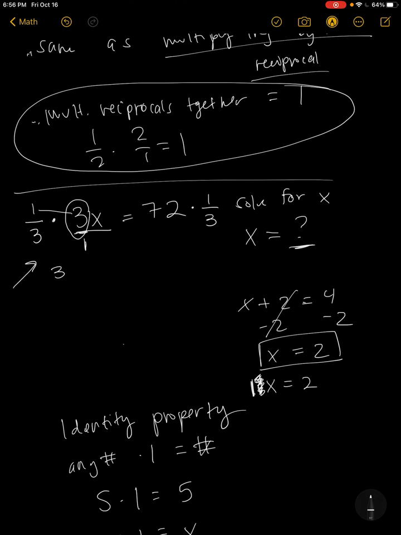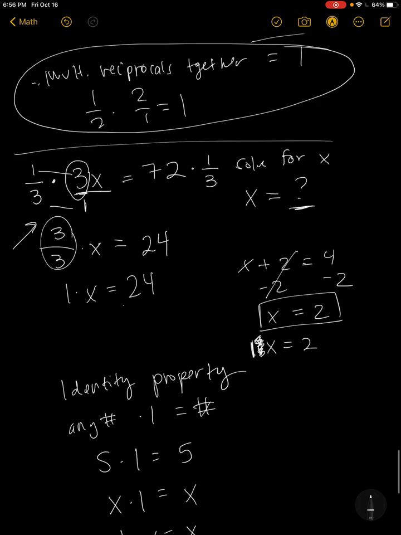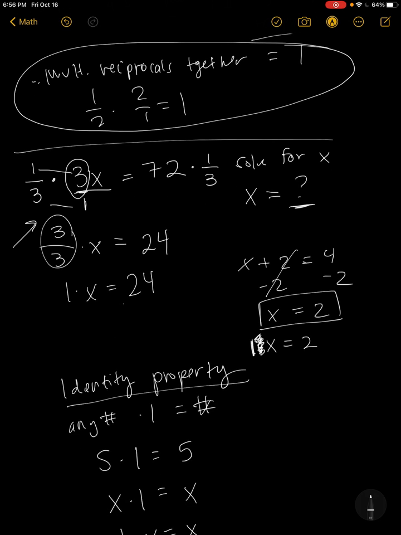We get 3 over 3 times x, and then 72 times 1/3, you plug that into a calculator, you will get 24. But then what's 3 over 3? That's just 1, right? Which is exactly what we want. 1 times x is 24. And because of the identity property, the 1 is redundant. We don't actually need to write it. So x is just equal to 24.